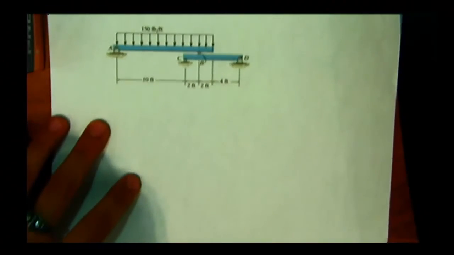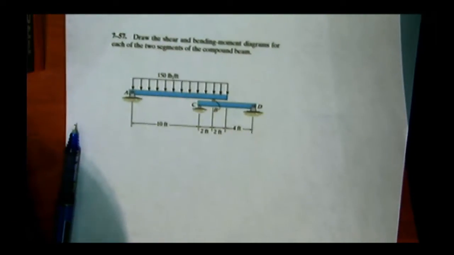Now we're gonna look at this problem, 757. Says draw the shear and bending moment diagrams for each of the two segments of the compound beam.